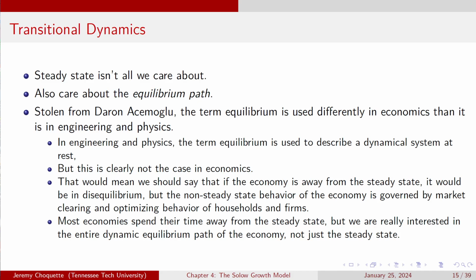So if, say, the economy is away from the steady state, it would be in disequilibrium, according to the engineering and physics definition. But even in a non-steady state, the behavior of the economy is still governed by market forces. So you're still going to have market clearing and optimizing behavior assumptions of the households and the firms. So even if we're not in the steady state, that doesn't mean the market isn't in equilibrium. The market is still in equilibrium. It may not be the best equilibrium that it could be in, but it is still in an equilibrium.